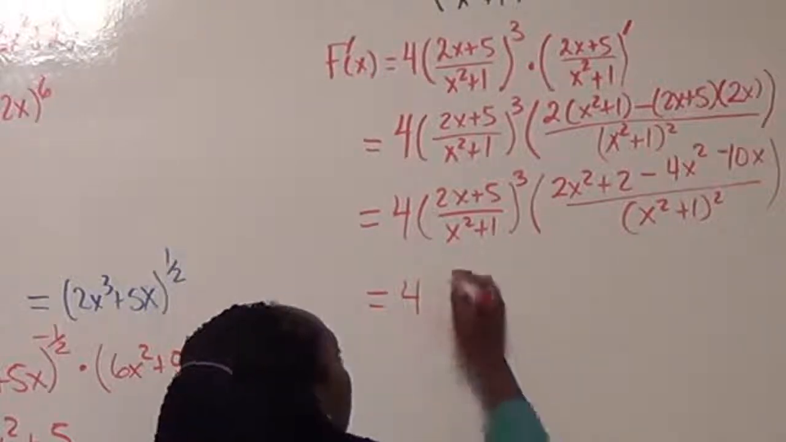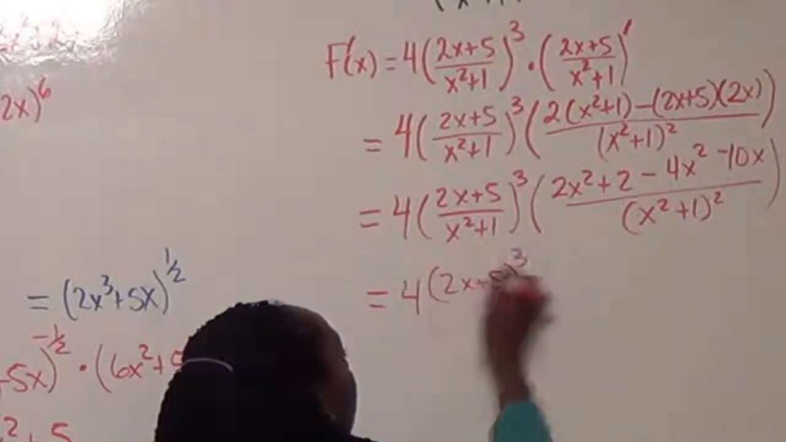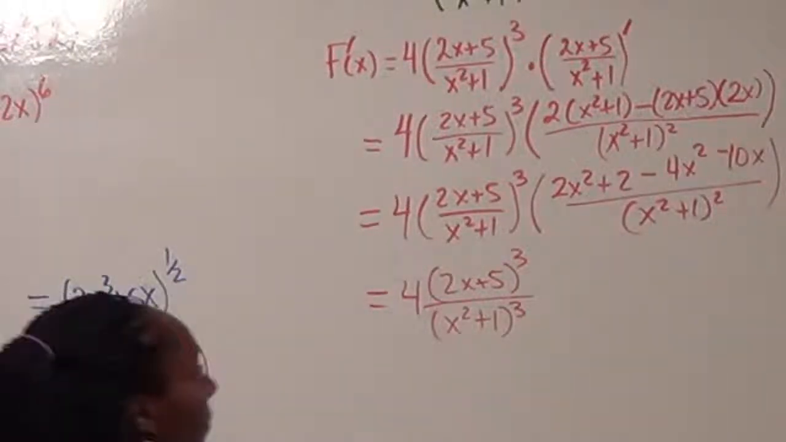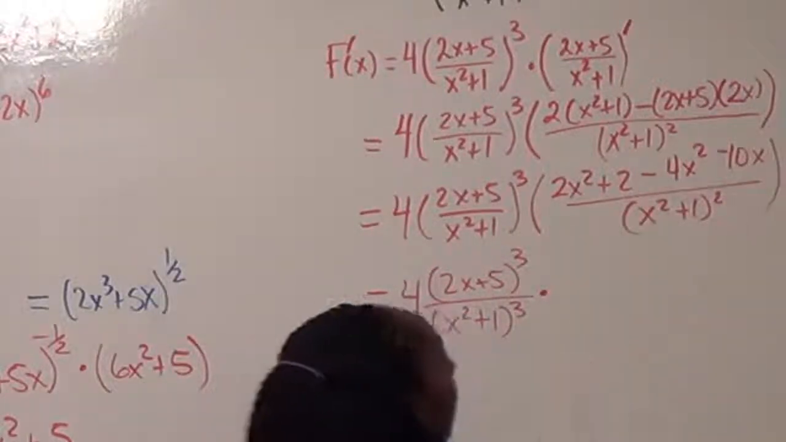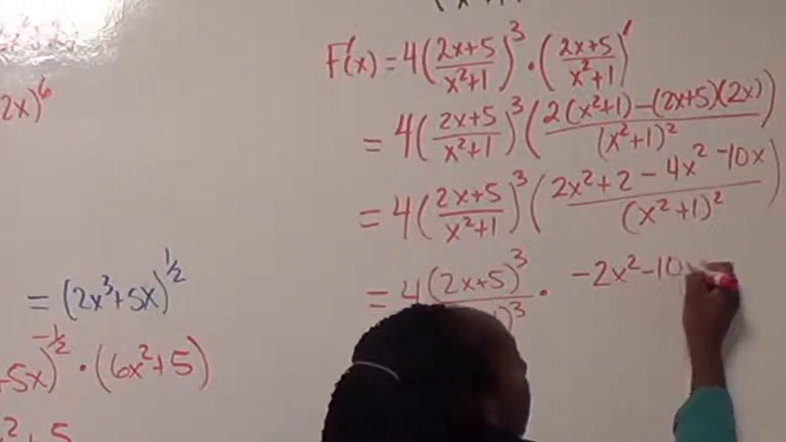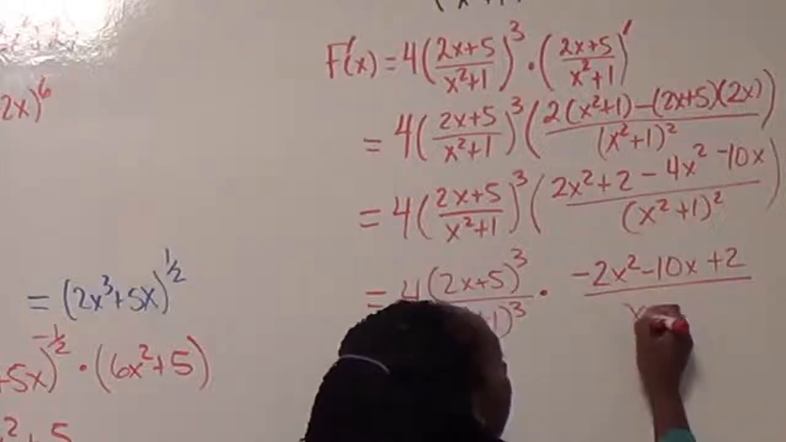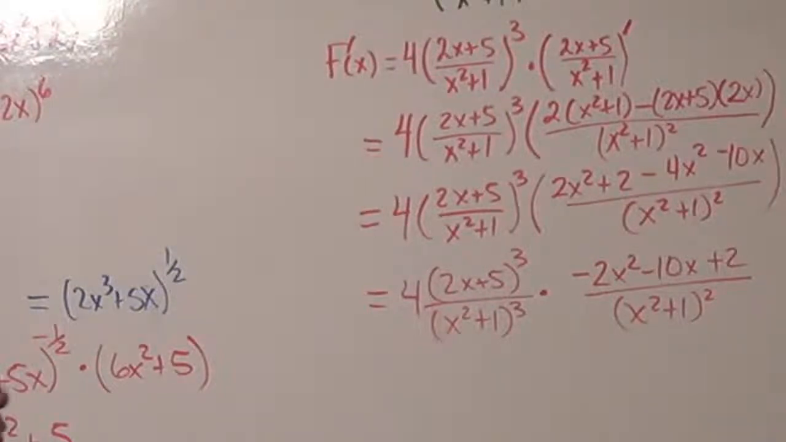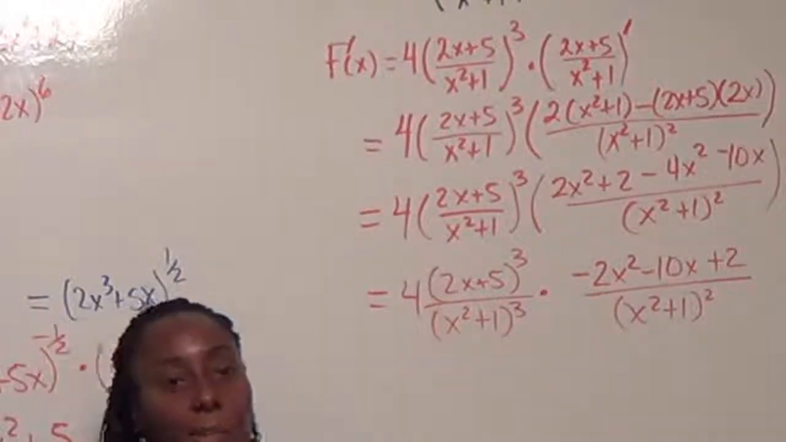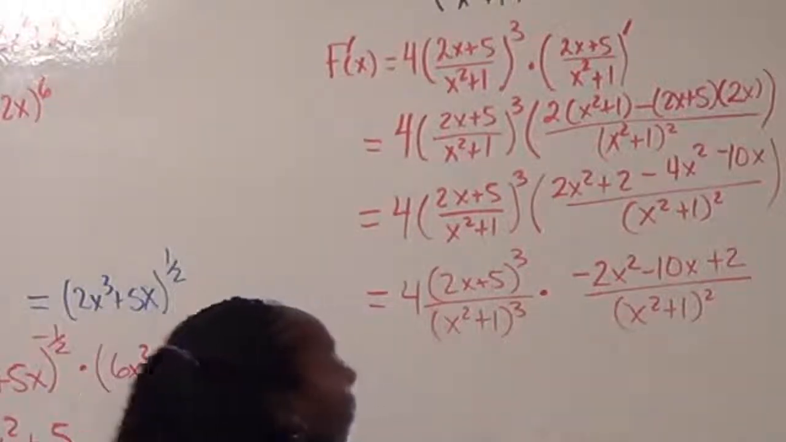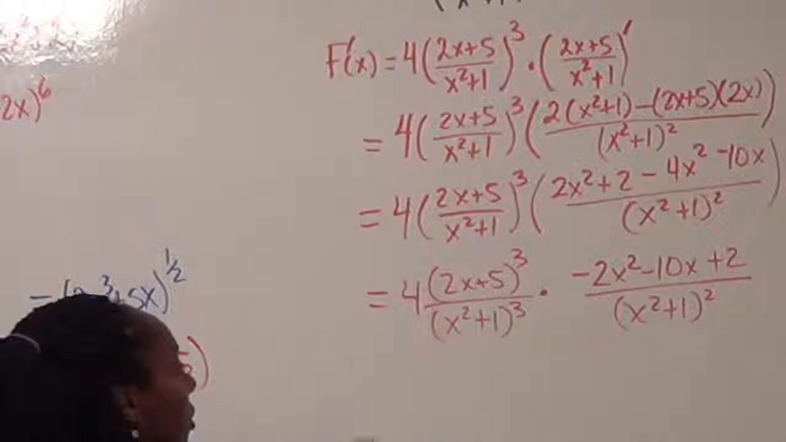So we've got a 2x plus 5 to the third divided by an x squared plus 1 to the third. I'm going to multiply that, go ahead and combine the terms there. So we're looking at a minus 2x squared minus 10x plus 2 over an x squared plus 1 squared. Now, again, if you can factor these polynomials, go ahead and do so. In this case, that one's not going anywhere. So now we can go ahead and combine things.